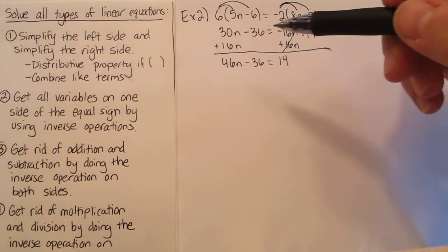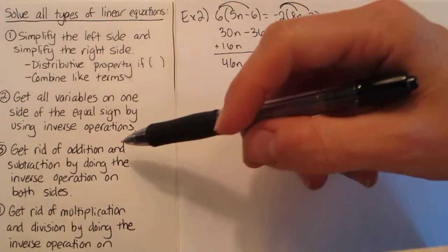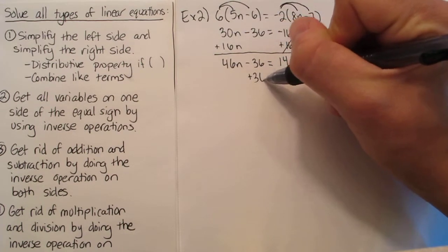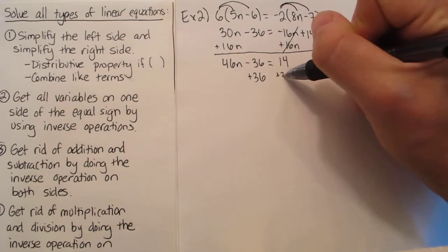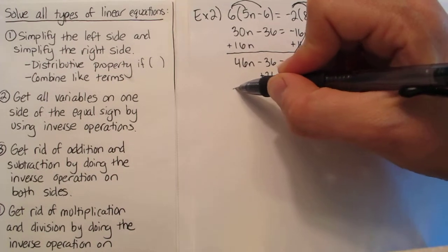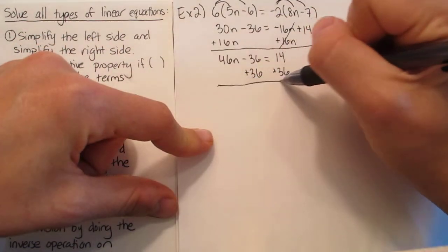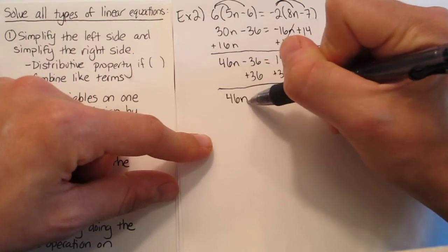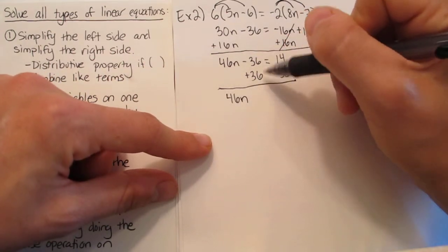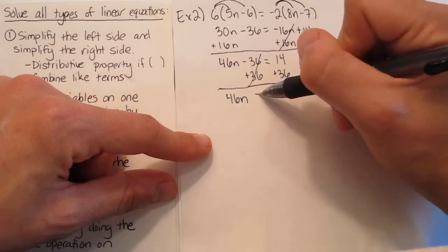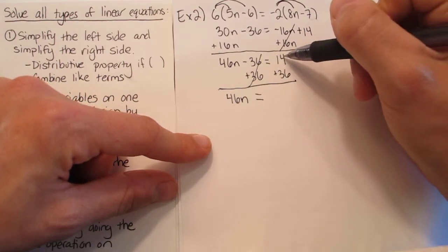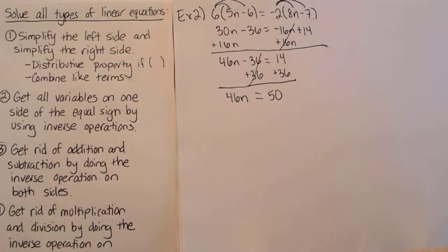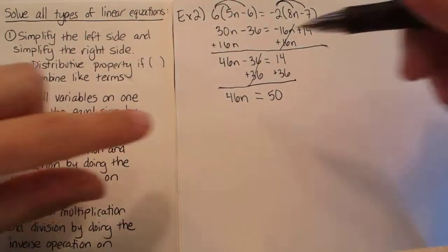So my next step is to get rid of addition and subtraction. So I'm going to get rid of a minus 36 by adding 36. And whatever you do on one side of the equal sign, you have to do on the other side. And I'm going to bring everything down. So I'm going to bring down 46n. Negative 36 plus 36 is 0. Bring down the equal sign. And 14 plus 36 is 50. And I can see right now I'm not going to end up with a whole number, but that's okay.